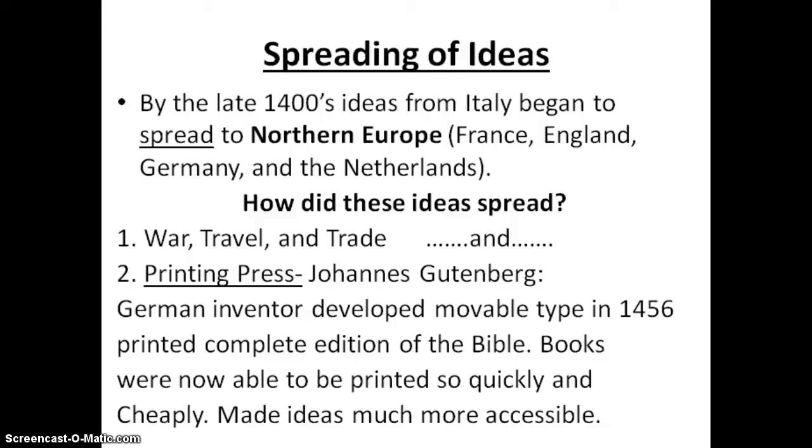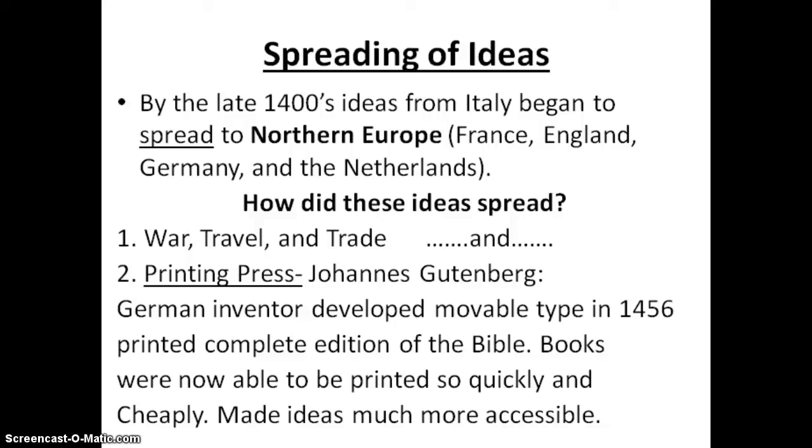Well, we have war, we have travel, we have trade, and the big one you need to know how ideas are spread. It is spread by the printing press, which was invented by Johann Gutenberg. He is German. He's going to develop movable type in 1456. He is going to print a complete edition of the Bible.